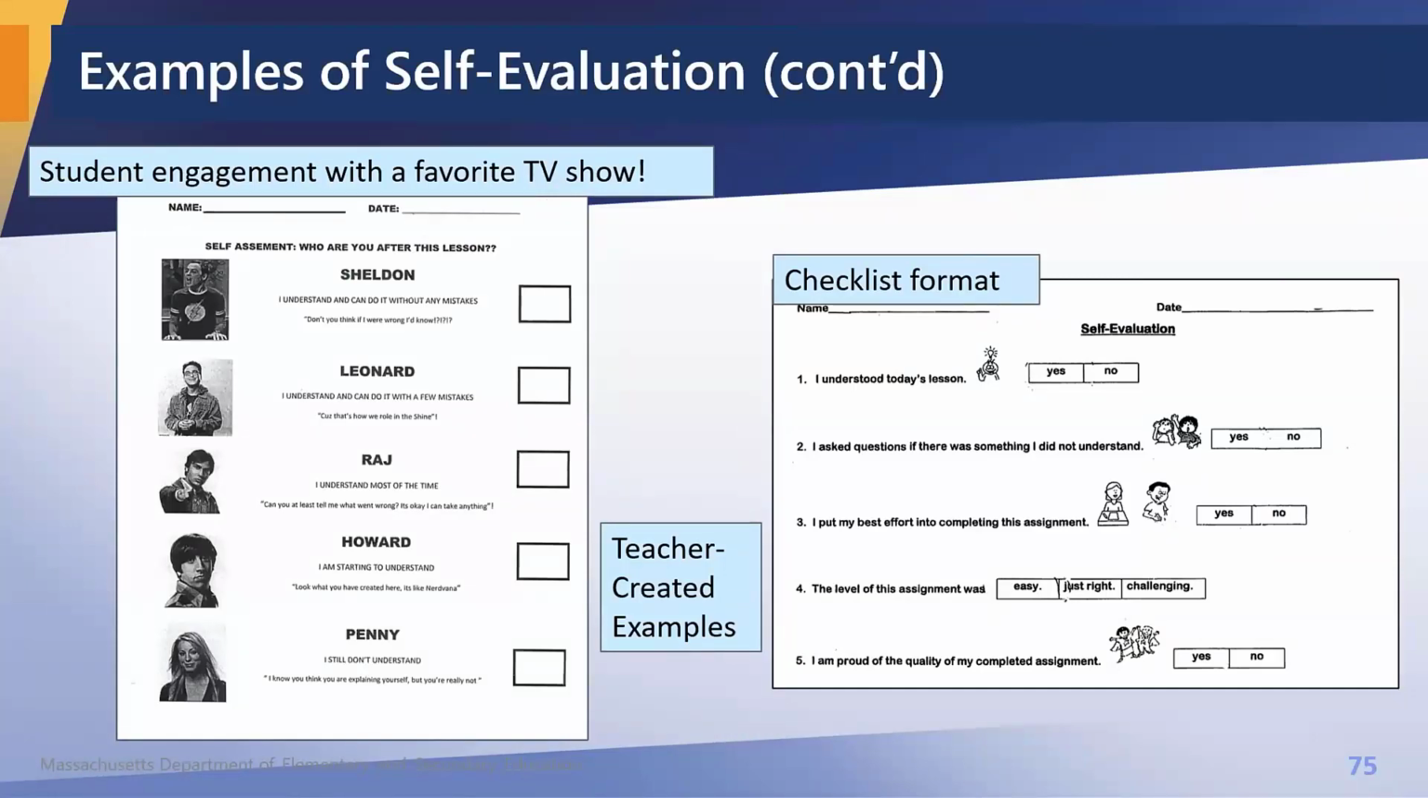Here's two different kinds of teacher created examples. One of the students had a favorite TV show, The Big Bang Theory, and so they created a self-evaluation form that was motivating for this student. And the other one has text and it has yes, no, and it looks like it has some nice icons there to help them explain what they did.